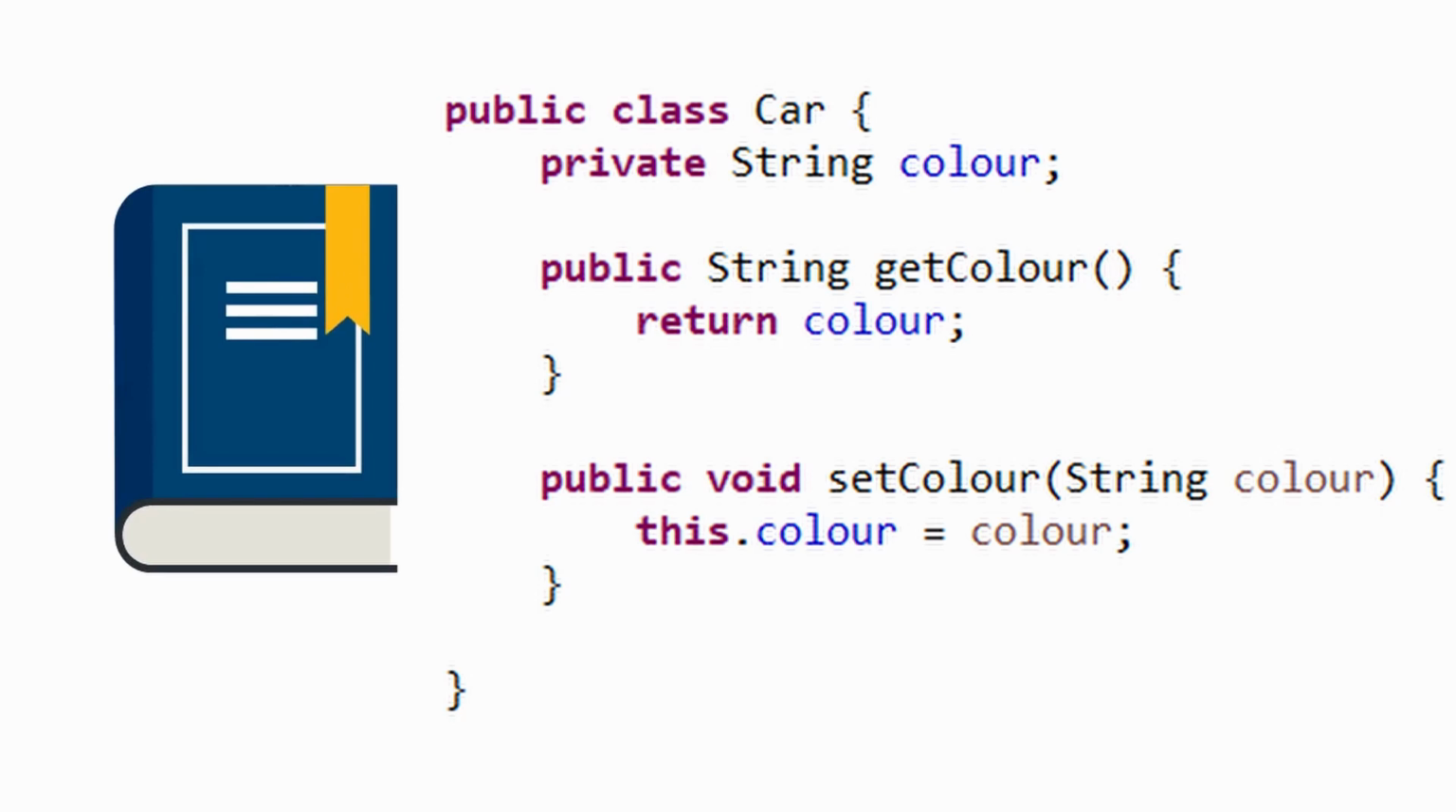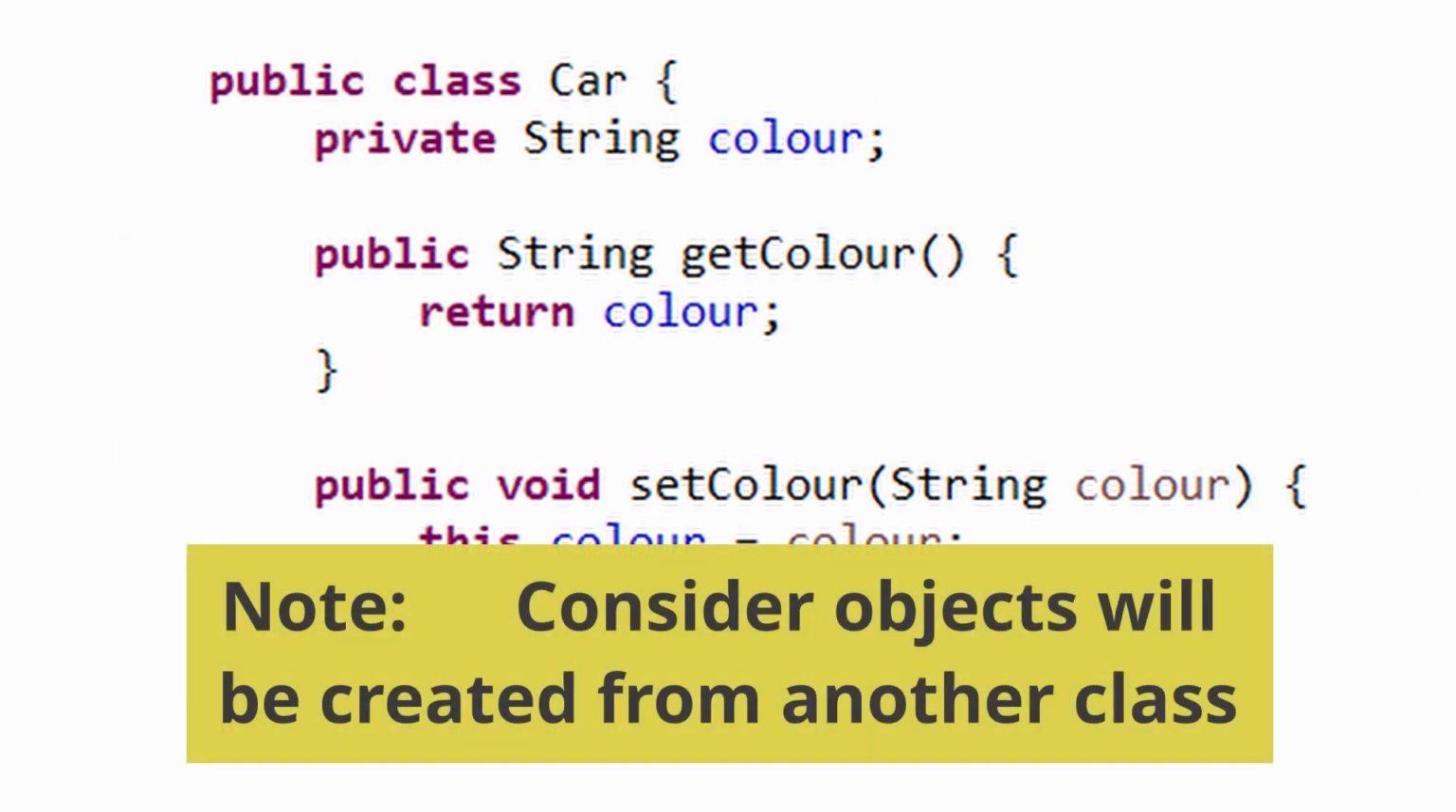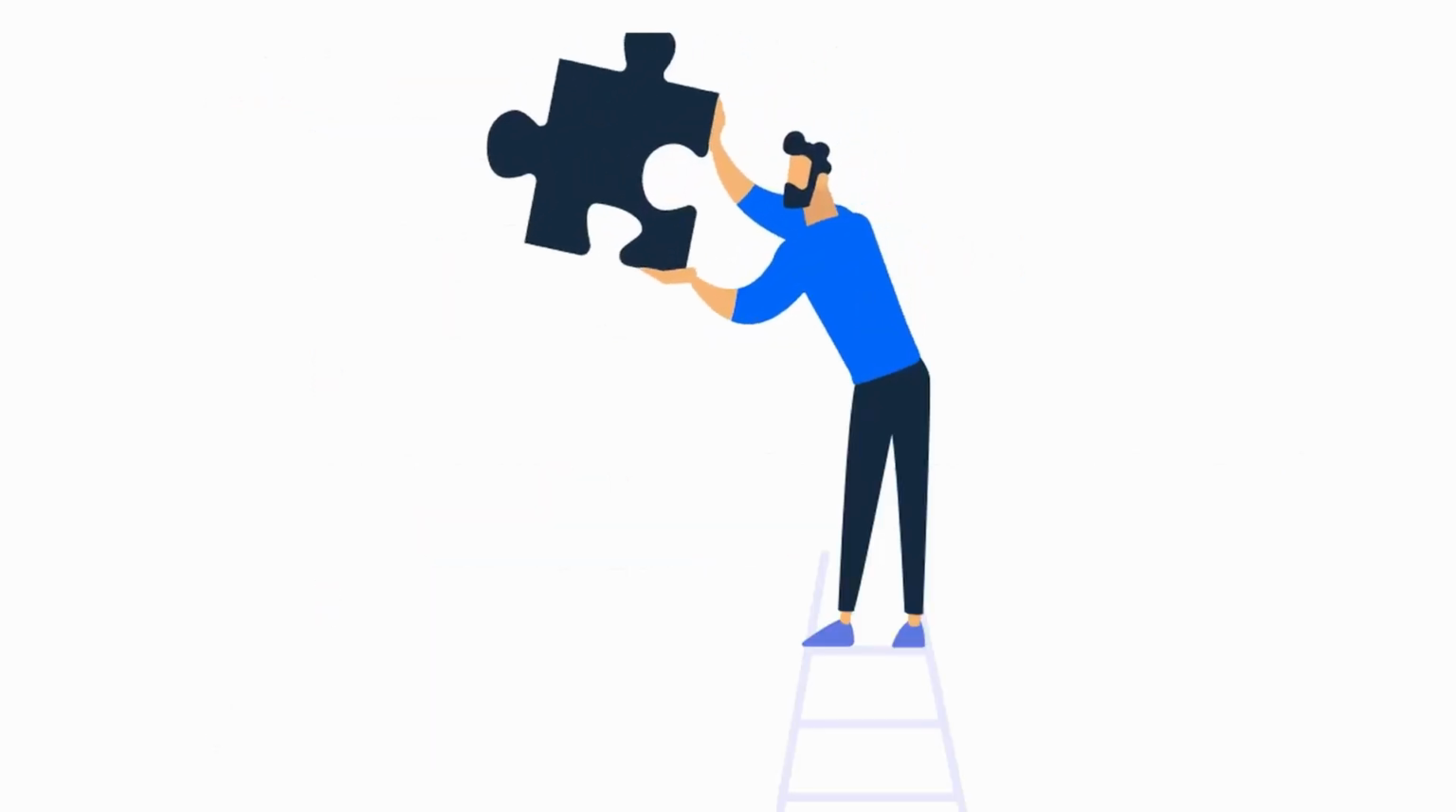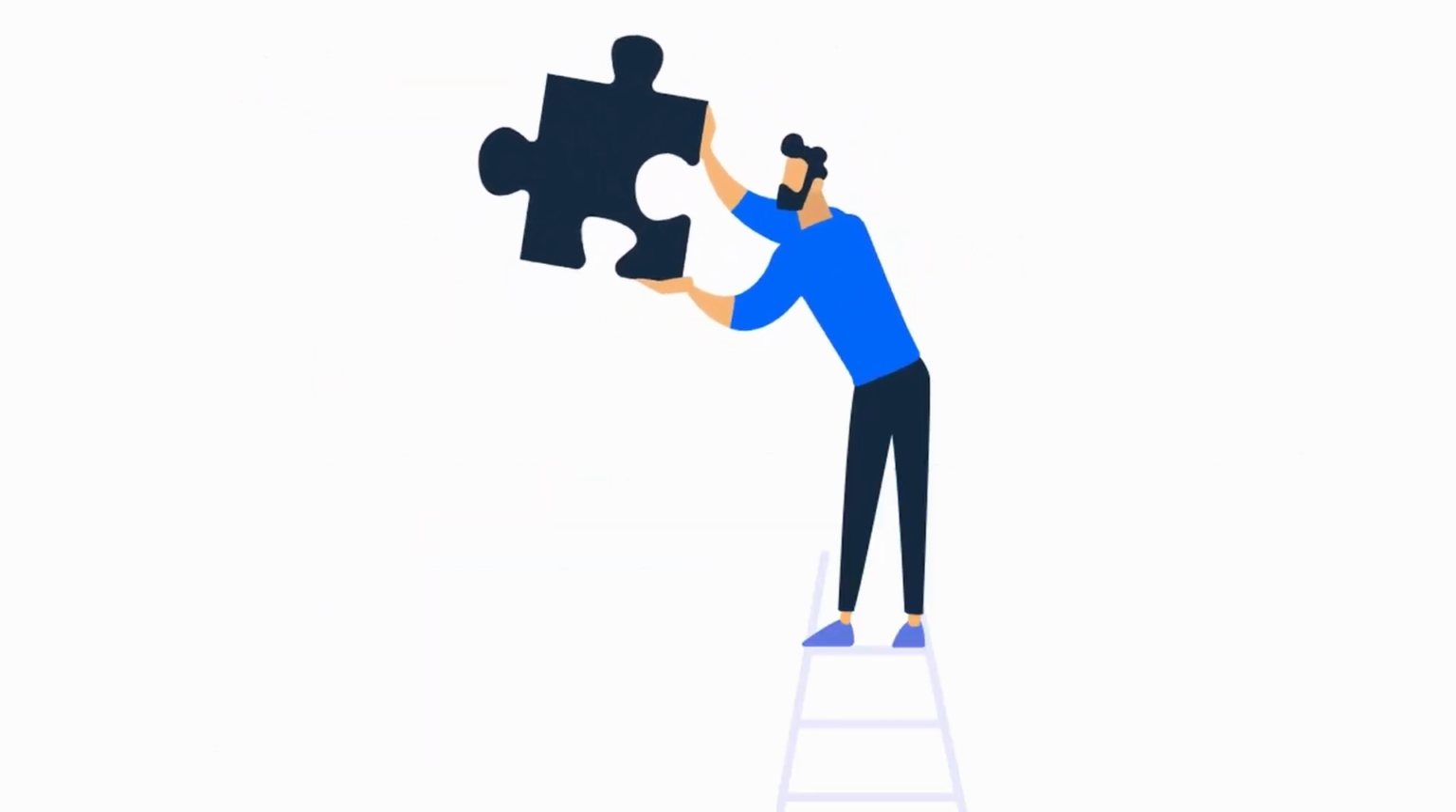Here's a little exercise. Modify this car class to allow changing color only one time. Use your favorite IDE or any other online alternative you like. Go ahead, pause the video, try it out now.